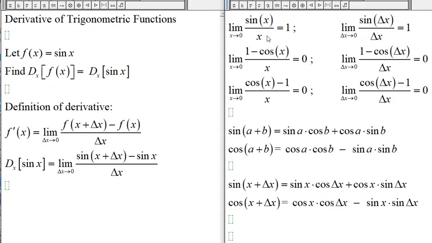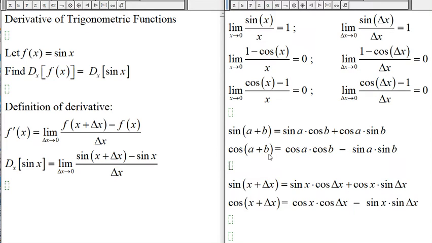And we have these formulas from before, where the limit of sine of x divided by x as x approaches 0 is 1. If we replace x with delta x, then we get the same result. Before, we also have the limit of 1 minus cosine of x divided by x is equal to 0. We replace x with delta x, and we get the same thing. And the other way around, cosine minus 1 over x is still 0.